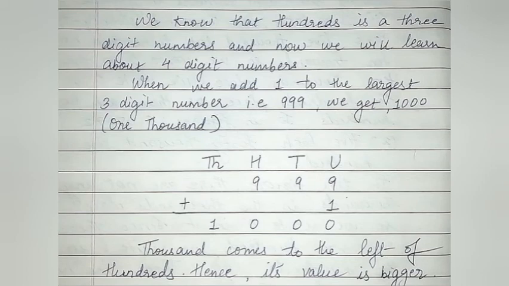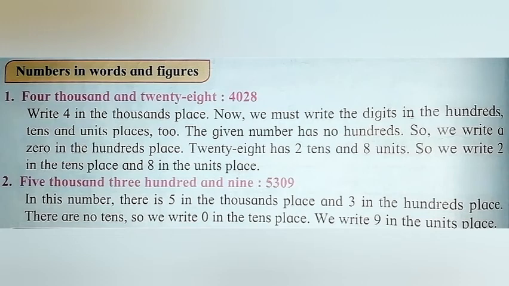999, we get 1000. Here, there's a simple way of writing which digit comes in which place, the value of that place. This is how we write the figures in its place, which is also a good way to find out the place value. This way, it becomes easier for you to convert figures to words and words to figures. Numbers in words and figures.